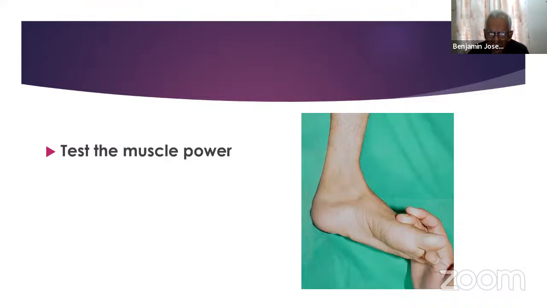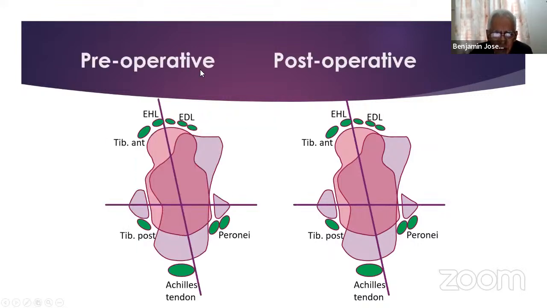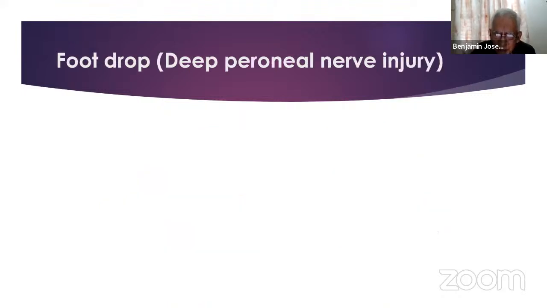So test the muscle power of the inverters, the dorsiflexors, the plantar flexors, and you can record this on the template that we had created. And you can grade it, mark the grades and fill in the shading into each tendon, depending on whether it's grade 5 or grade 0. And then you have the preoperative situation, and then you transfer one of these tendons and you look at the postoperative situation and see if you have achieved rebalancing of muscle power across the two axes of movement.